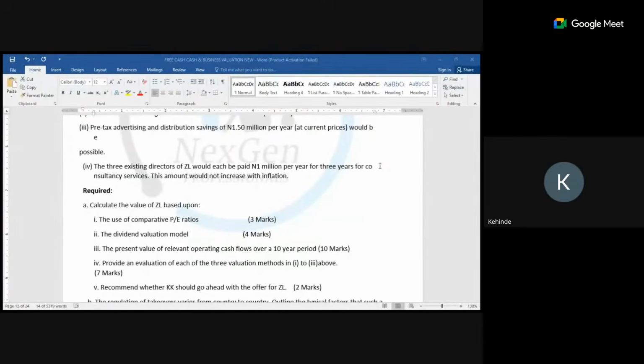The question is number 4. The 3 existing directors of SLL would each be paid 1 million naira per year for 3 years. Remember, the first clause that comes is "would each be paid." That is, each of them will be paid 1 million naira. That means in a year, they will be paid 3 million naira. And they said they will be paid for 3 years. That would be 3 times 3, that would be 9 million. That's what I thought.